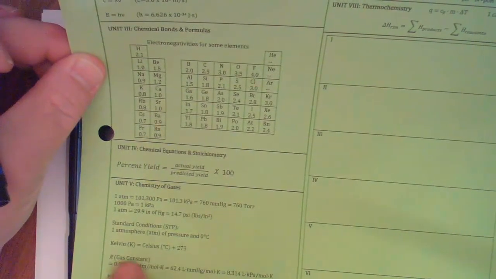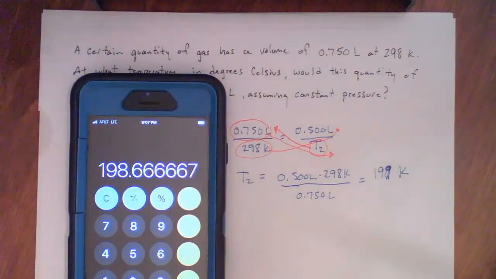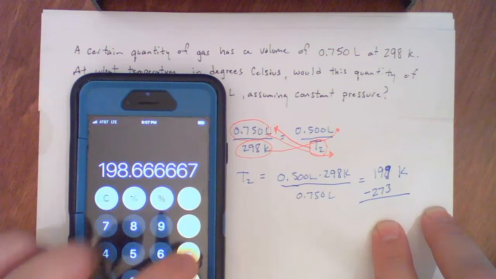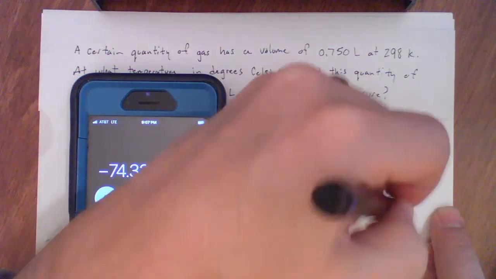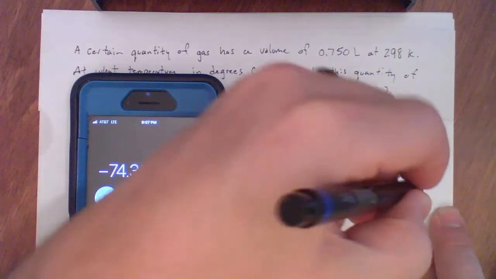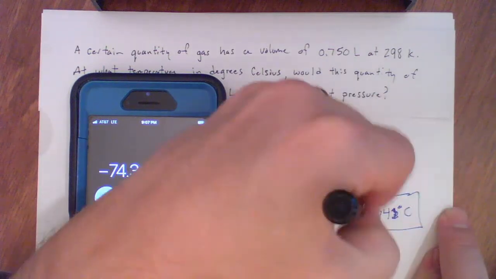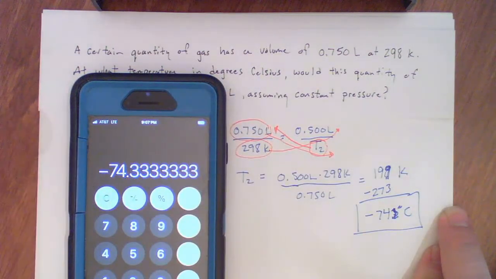Now, they wanted this in degrees Celsius. So if we go back to our formula sheet, the Kelvin temperature is equal to the Celsius temperature plus 273. So really all we have to do is subtract 273 from this to get our Celsius temperature. So minus 273 comes out to be negative 74 degrees Celsius, if I'm following my significant figures, because I'm just watching the place value. So negative 74 degrees Celsius.